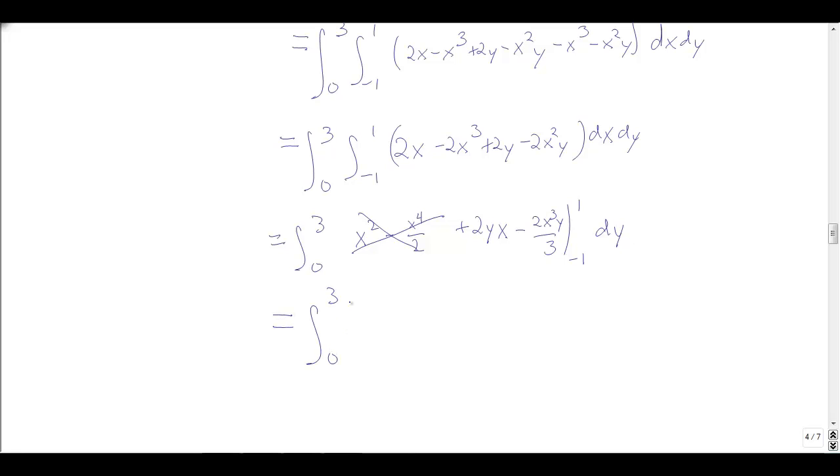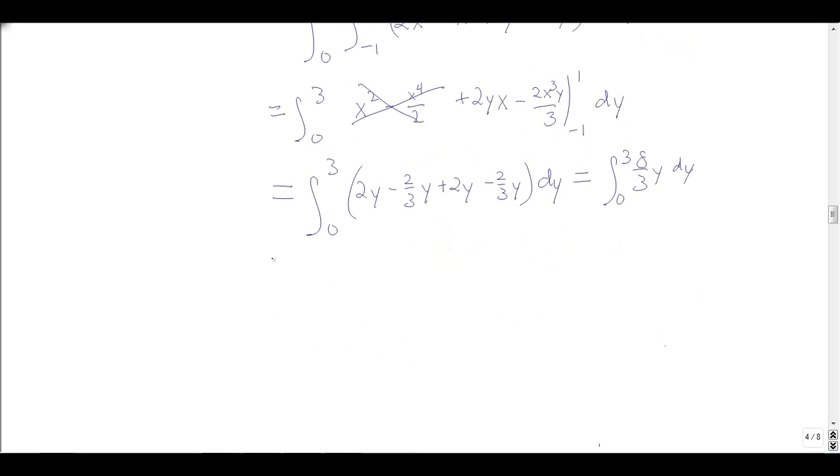And we get an integral 0 to 3. Let's say when we plug in 1, we get 2y minus 2/3 y. And we plug in a -1, we're going to get minus -1, we get a plus 2y again. And we're going to minus 2/3 y again. So what you end up with is, let's see, 2y minus 2/3 y, that's 6/3, 4/3 times 2. Looks like we're going to integrate 8/3 y dy.